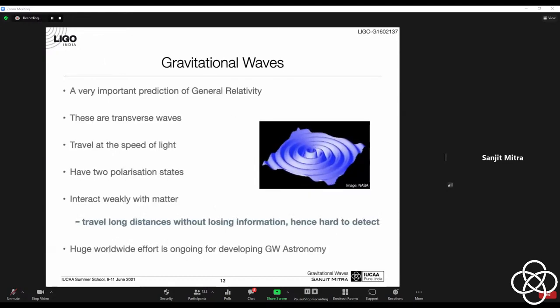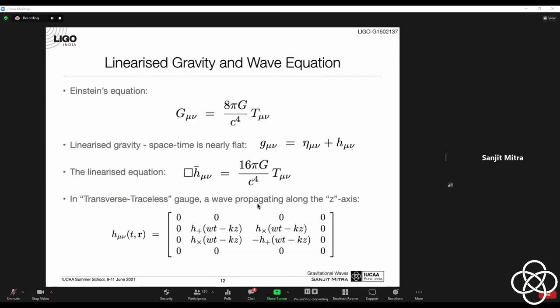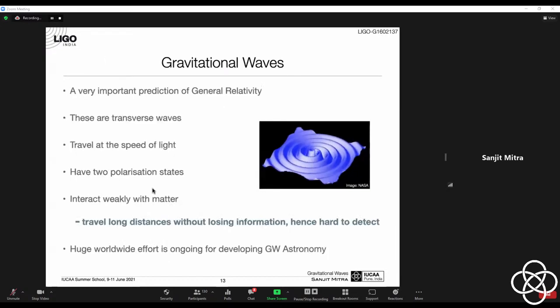Okay, so I think we'll now quickly go through some of the properties of gravitational waves. As I said, these are transverse waves. They travel at the speed of light. That is fixed by this box operator. It has the form 1 by c square del square by del t square minus nabla square. When you put it equal to 0 and solve the wave equation, it automatically makes sure that the velocity is c, because it comes with this 1 by c square del square by del t square. Okay, they have two polarization states, plus and cross.